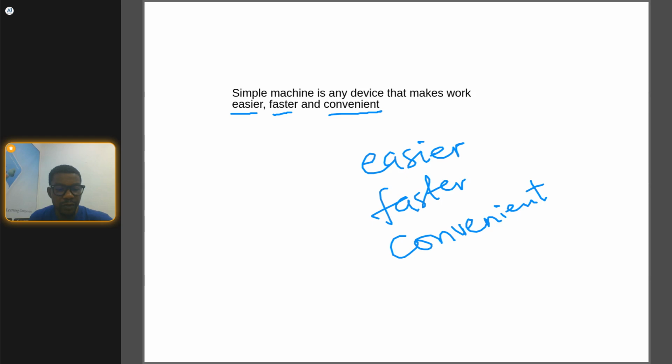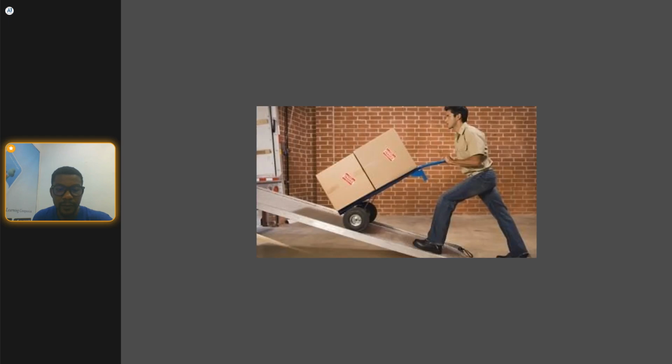All right. Now let me quickly give an illustration to explain this definition, how machines make our work faster and easier. Let's consider an illustration for that. All right, let's consider this. Now I believe we can see the screen.